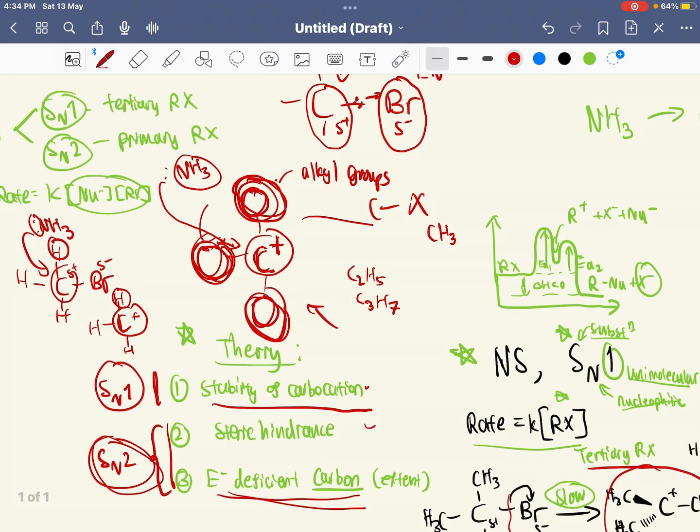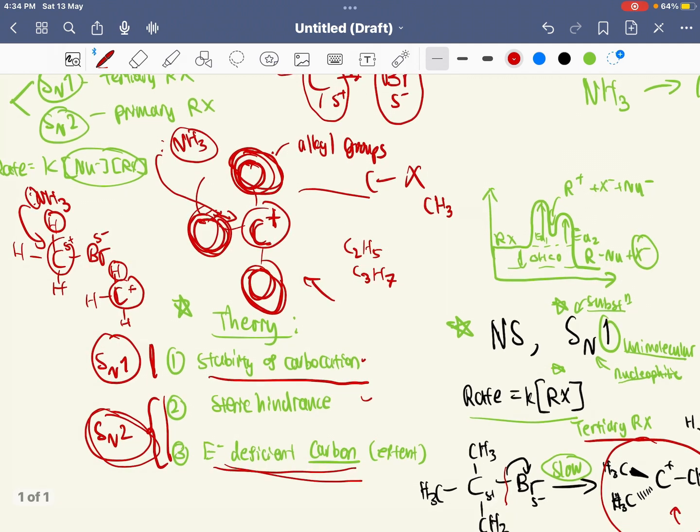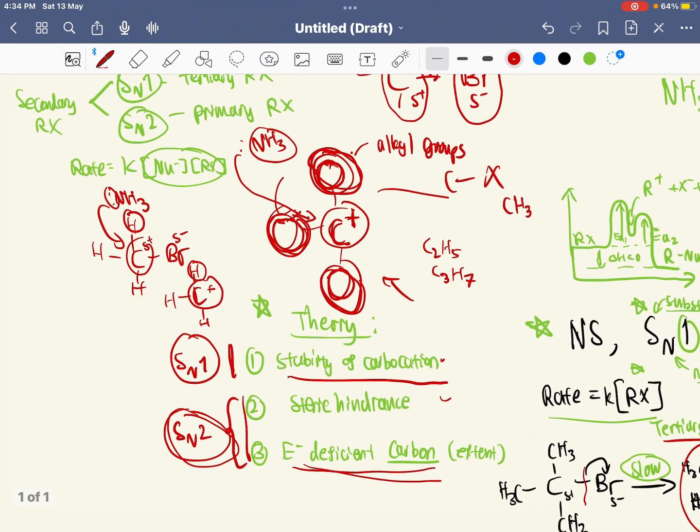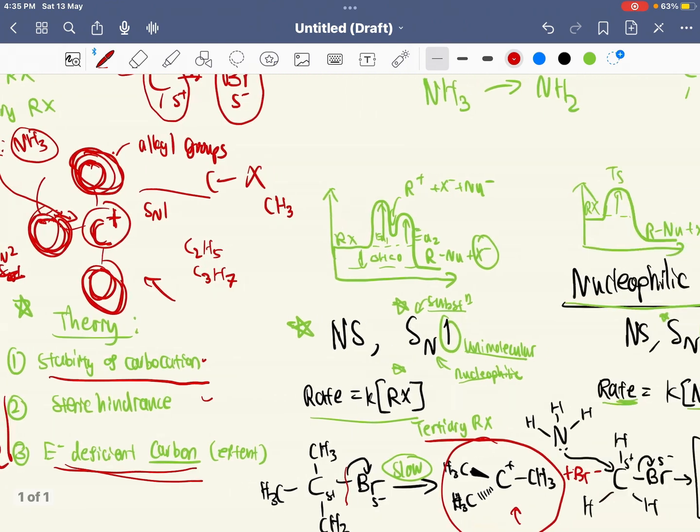But if we were to look at this, the stability, it doesn't disperse it to a great extent, so therefore it's not very reactive if it undergoes SN1 reaction. So therefore it preferably undergoes SN2. But in this, it's very stable, therefore it undergoes SN1 preferably. So there we have it.